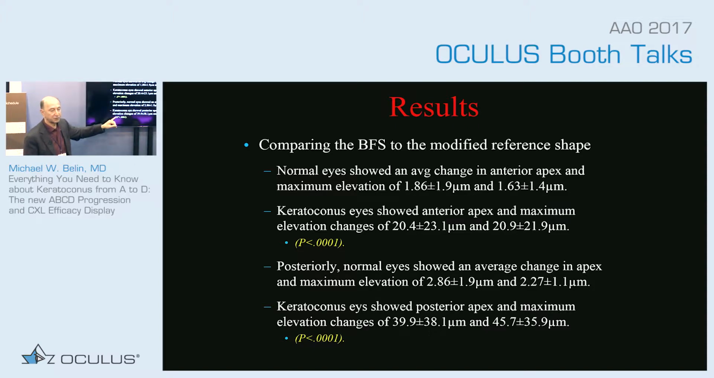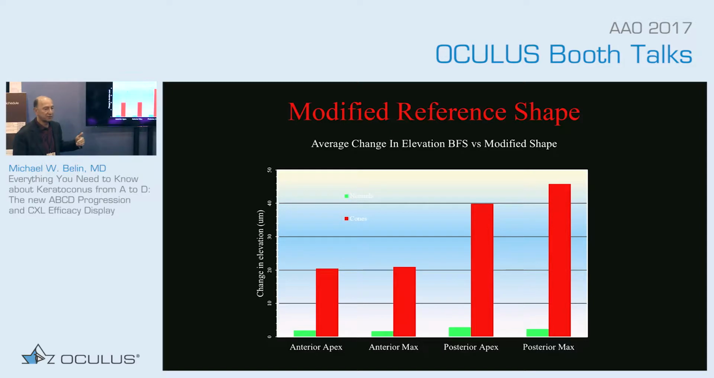And on the posterior surface, it's even more dramatic. Posterior normals had changes less than 3 microns, while abnormal or keratoconic eyes had changes on the order of 40 microns. Again, highly statistically significant. And if we show that graphically, again, you can see the change going from the standard best fit to the enhanced reference surface clearly can separate normal eyes from keratoconic eyes.